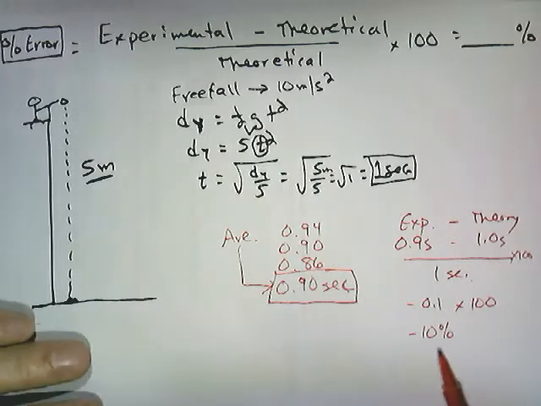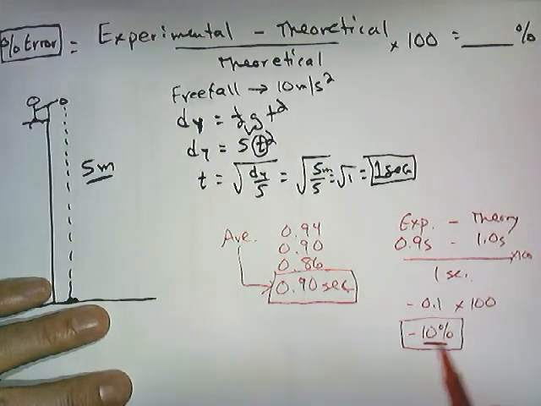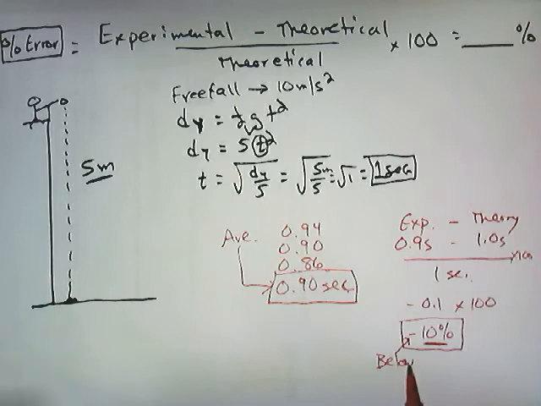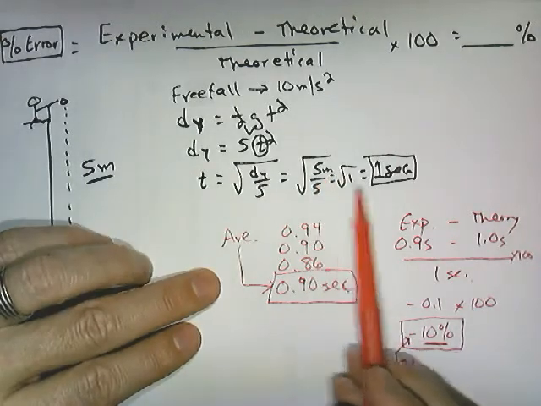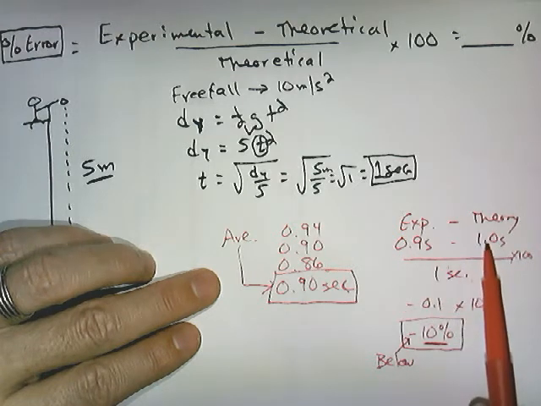You might say, well, what does negative 10% mean? Well, our experimental error, we were 10% off. Our value was 10% below the theoretical value. Right? So the negative actually means we were below it. If this number here happened to be greater than 1 second, we would have a positive number because my experimental value would be greater than the theoretical value.